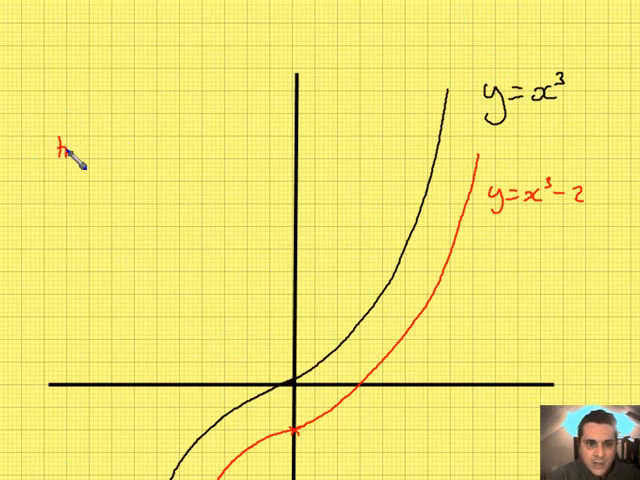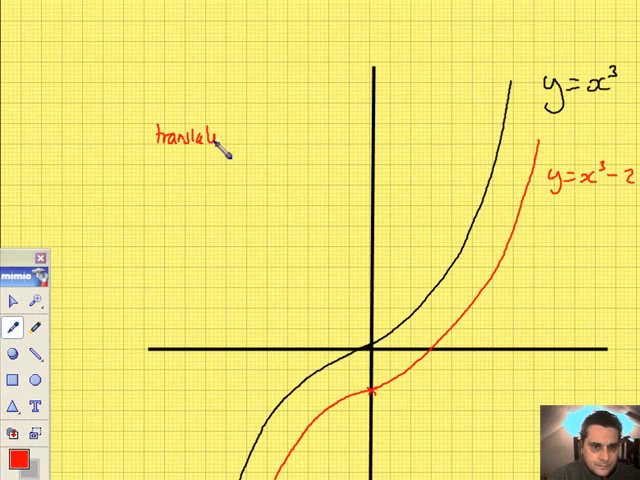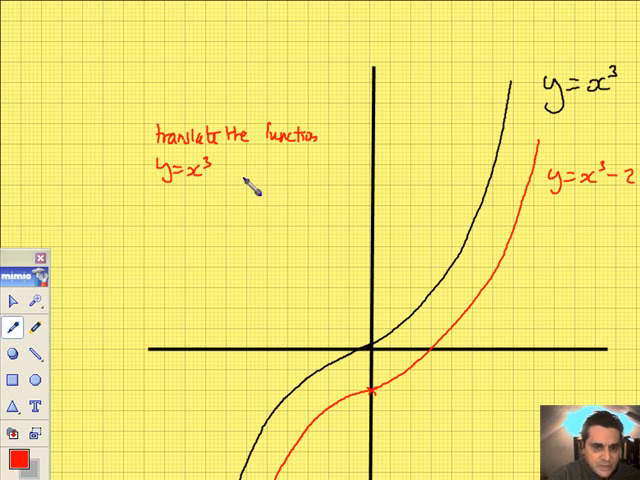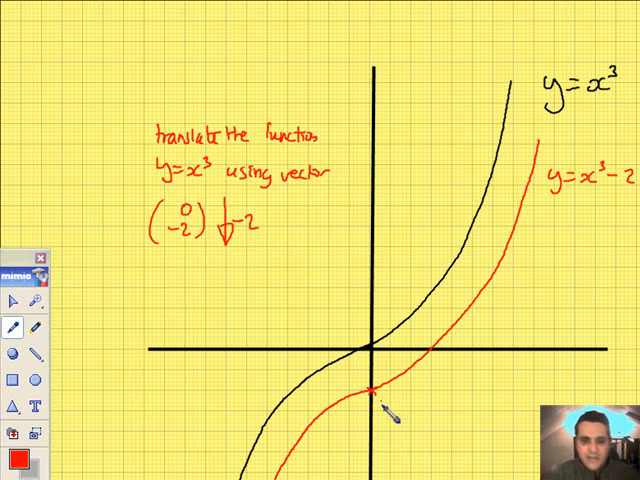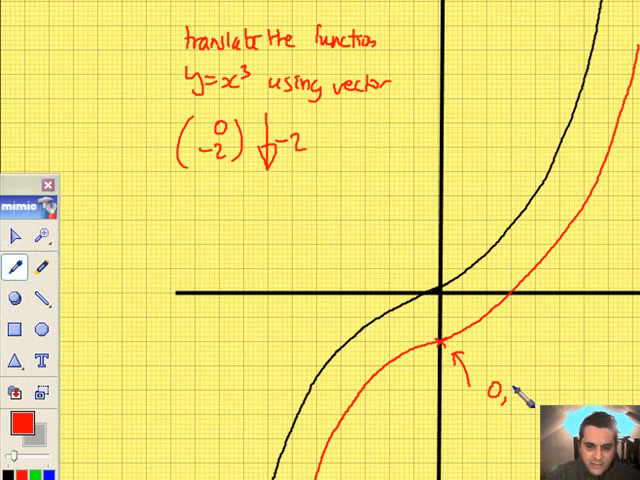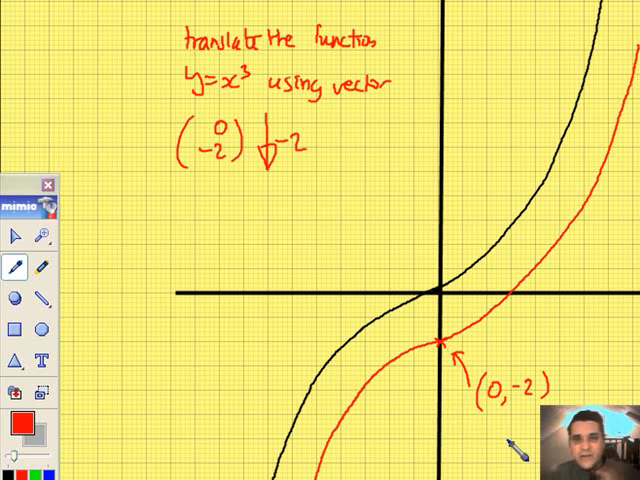So what have I done? I have translated the function y equals x cubed, and I've used the vector 0, minus 2. Alright, so I've dropped it down 2 units. Fair enough. And I must highlight the key point there. That will be 0, minus 2. Again, it doesn't have to be accurate, but if you point to it and call it 0, minus 2, it's very clear to the examiner you've deliberately dropped it 2 units.